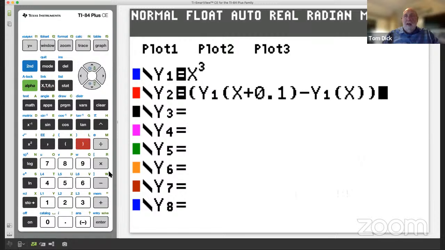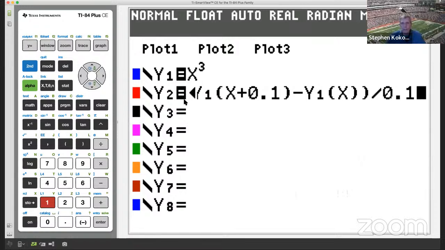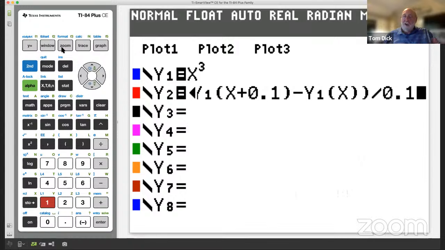And then I'm going to divide by the change in x. Well, x plus 0.1 and x, the difference between those is just 0.1. So I'll just be dividing by 0.1. Okay. Now, what I'm interested in now is actually graphing this difference quotient function. This is a new function defined in terms of our original function y1 is x cubed. And I'm just curious, what does that function look like, this difference quotient function?